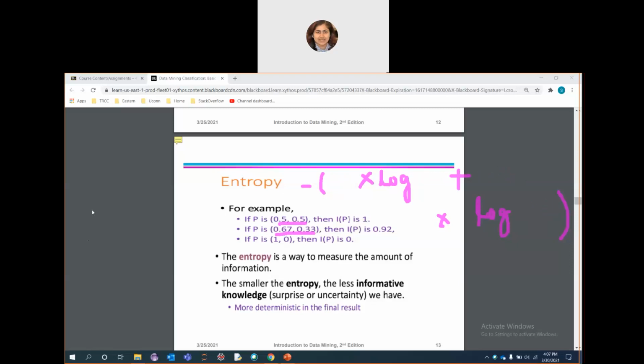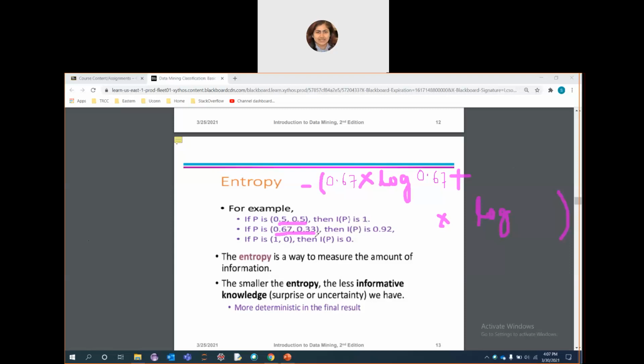I'm just taking out the values to have proper values here. So for 0.67 first, P1 log P1, so we will have 0.67 multiplied by log of 0.67. It depends on how many probabilities you have in the given data set.